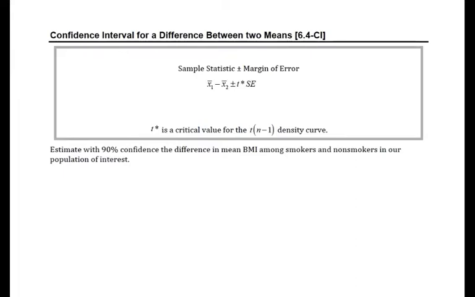Finding a confidence interval for a difference between two means follows a very similar process to everything we've done so far. Our sample statistic now is x1 bar minus x2 bar, and our margin of error is calculated by the formula t star times SE, just like it was for one mean.